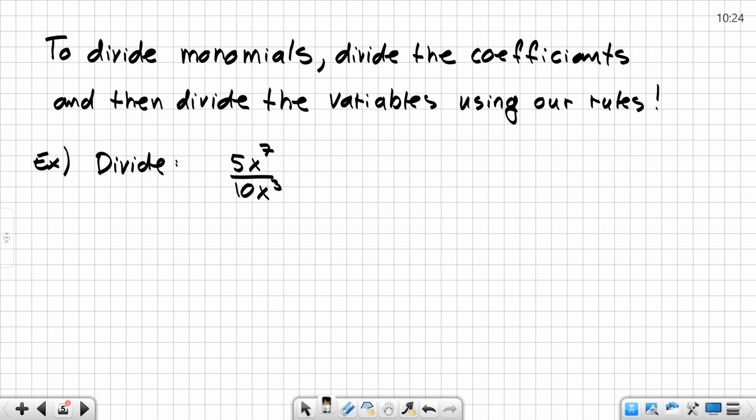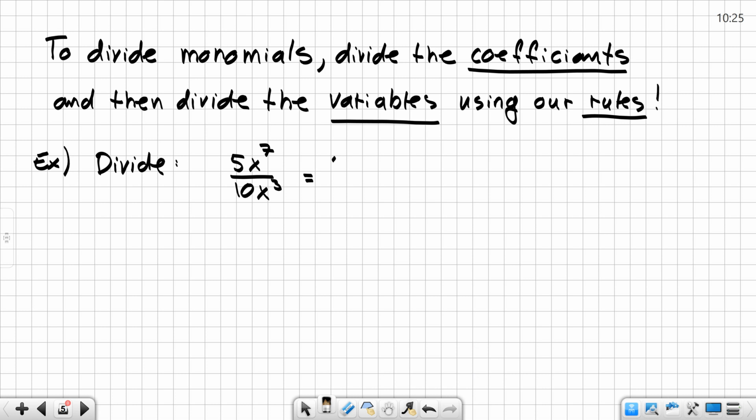Now let's start to divide monomials. If I divide monomials, I am looking at the numbers, the coefficients, separately from the variable parts. For the variable parts, I will just use my rules. The numbers, I just divide. In other words, I will simplify those. So let's have a look at this example right here. We are supposed to divide 5x to the 7th divided by 10x cubed.